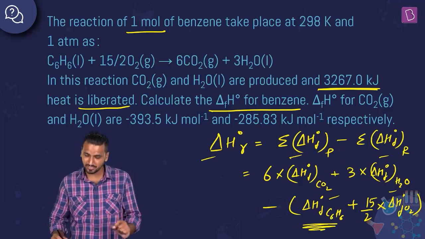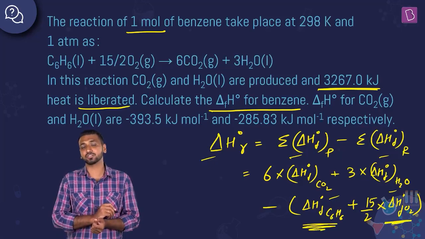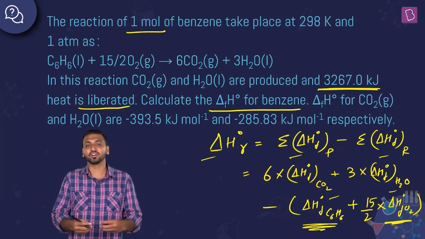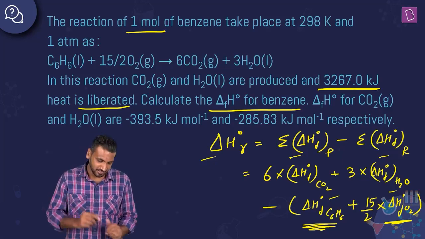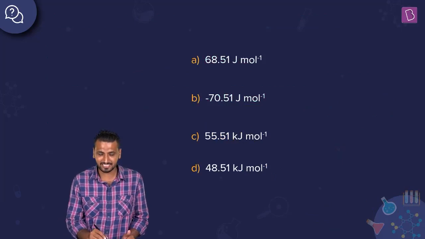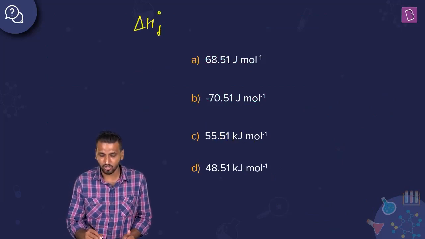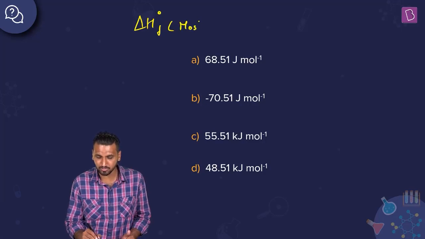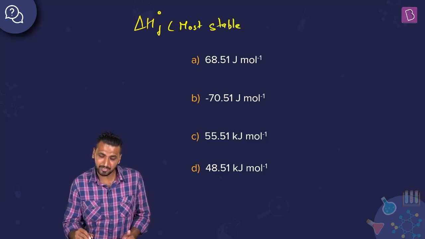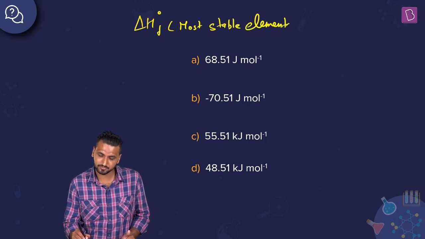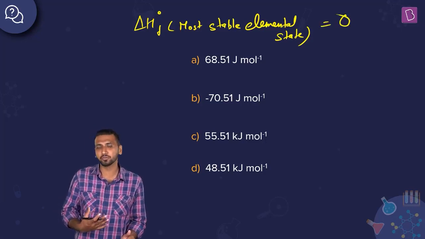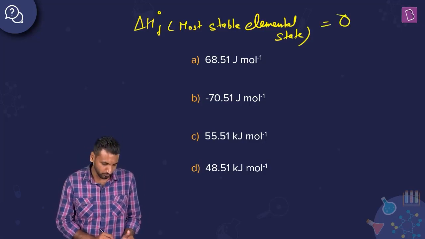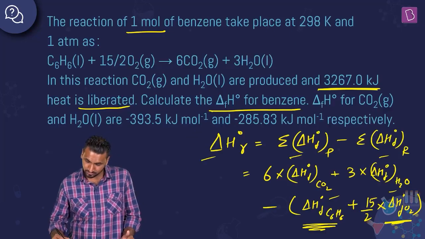But what about the delta H naught formation of oxygen? That is neither given nor being asked. So there has to be some trick for that, right? Now remember that the delta H naught formation of the most stable elemental state is taken as 0 for reference. So delta H naught formation of oxygen is going to be nothing but 0. So the problem is solved, and this goes to 0.